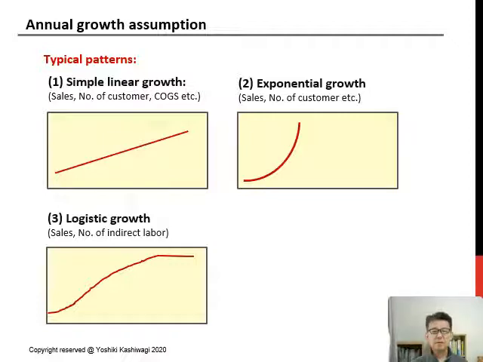This is some example of the growth. The first one, simple linear growth, is the one I encourage you to apply in the initial business model. So you can apply stable growth to sales, number of customers, or COGS or something. So let's try to apply this assumption first. But if you look at the reality, this may not be the case.